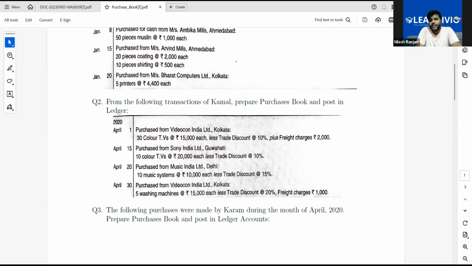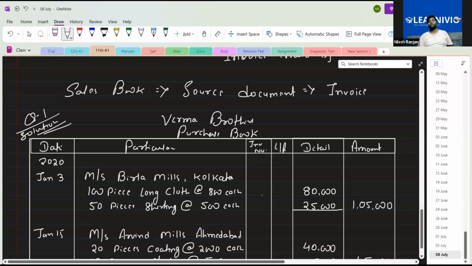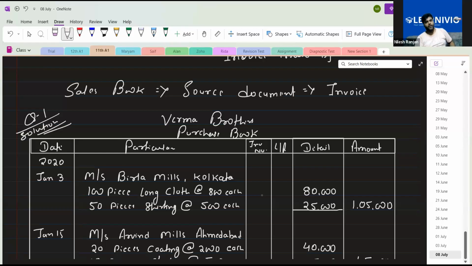So it can be created like analytical petty cash. You can increase the column here. After detail, you can increase the column like cost of goods, then the freight, GST, and then the final amount. So this is how we prepare purchase book.